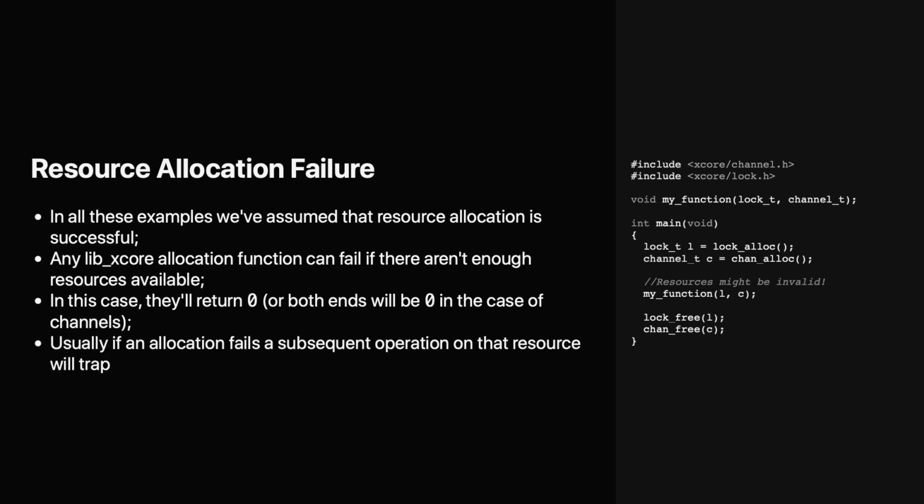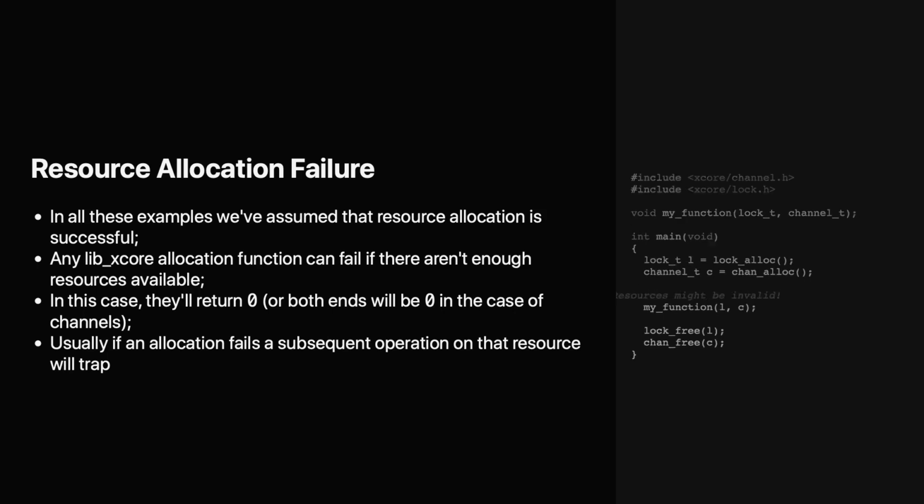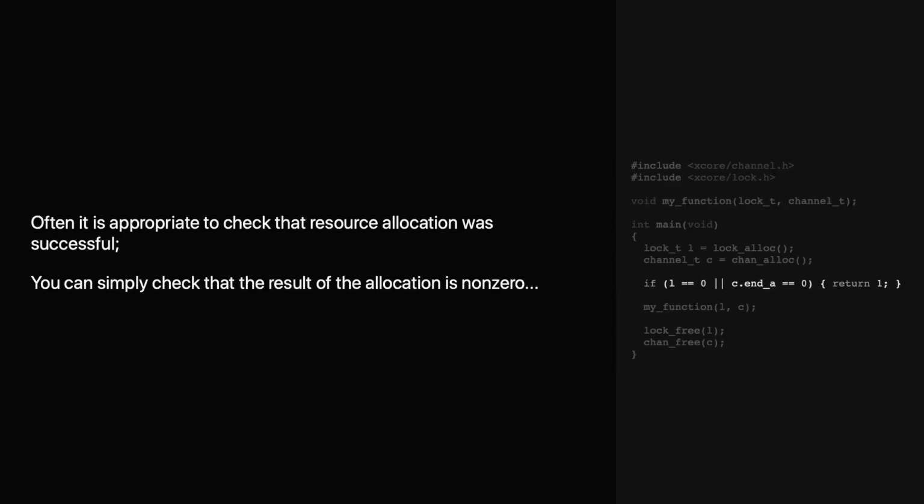libxcore allocation functions can fail if there are no free resources of the requested type. In this case, they'll return a zero handle, or both ends will be zero in the case of channels. Usually, left unchecked, a subsequent operation will trap on a zero handle. You should consider what checking is appropriate for your application. Often, it's appropriate to check all allocations were successful before using their return value by simply checking them on zero, or you can assert on the returned handles.